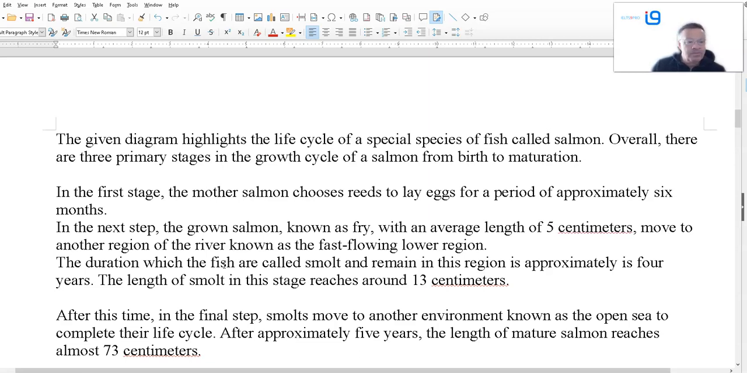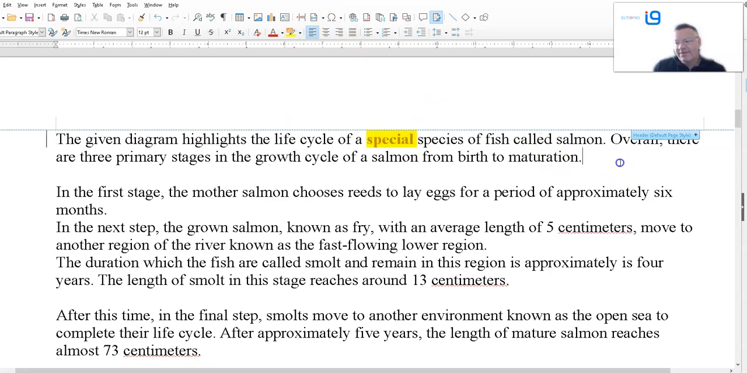All right. So the given diagram highlights a life cycle of special. Well, it's not a special species, is it? It's a large fish. It's not a special fish. 3 primary stages. Tell us again. They've made the mistake. 3 stages. We've got eggs, fry, smolt, adult fish. That's 4, yeah. I'm not going to say anything.